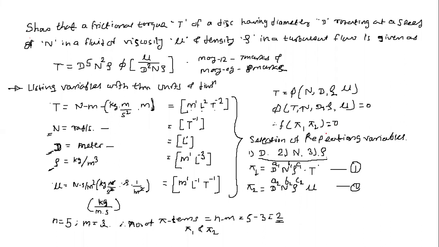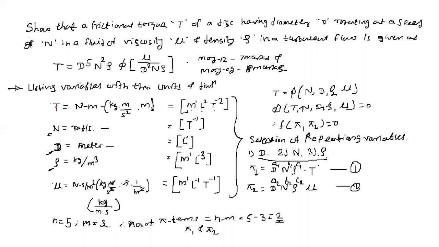After that, we selected the repeating variables, using the criterion given to us. Out of the repeating variables, one should represent the geometric property, another the kinematic property, and the remaining one the dynamic property. So I considered d as the geometric property, n as the kinematic property, a velocity, and the last one, a fluid property, as the dynamic property, that is density. Here we had a choice between density and mu, but we considered density. Those are the repeating variables.